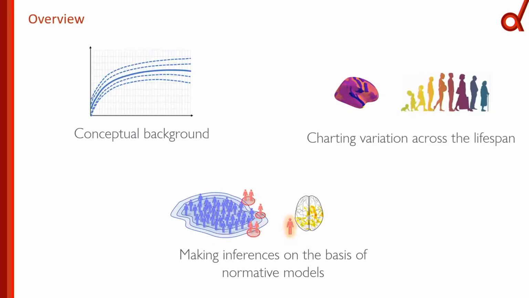I'm going to talk about three topics today. I'm going to give you some conceptual background. I'm going to talk about charting variation across the lifespan, and I'm going to talk about some kinds of inferences that we can make on the basis of normative models. This is a very conceptual talk, and it will be followed up by some specific examples of the kinds of things that we can do with this modeling framework.